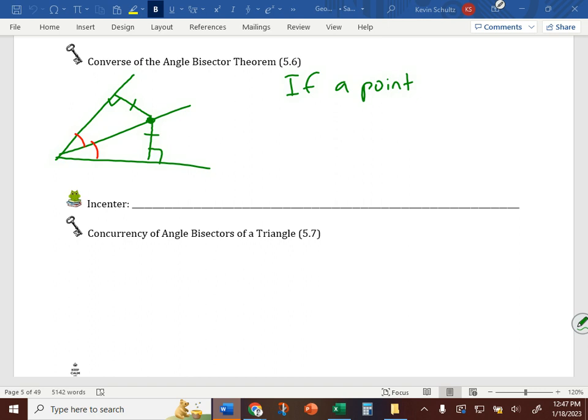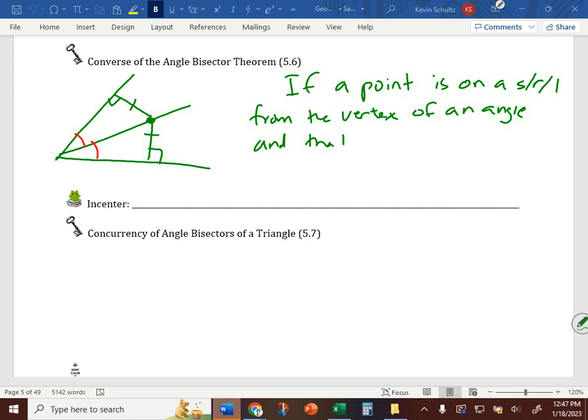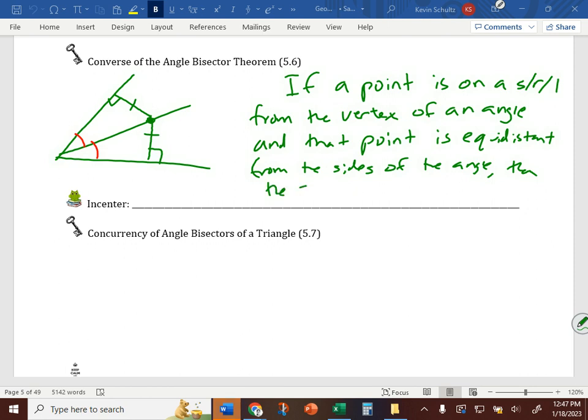So, what the converse says: if a point is on a segment, ray, or line from the vertex of an angle, and that point is equidistant from the sides of the angle, then the segment, ray, or line is an angle bisector.